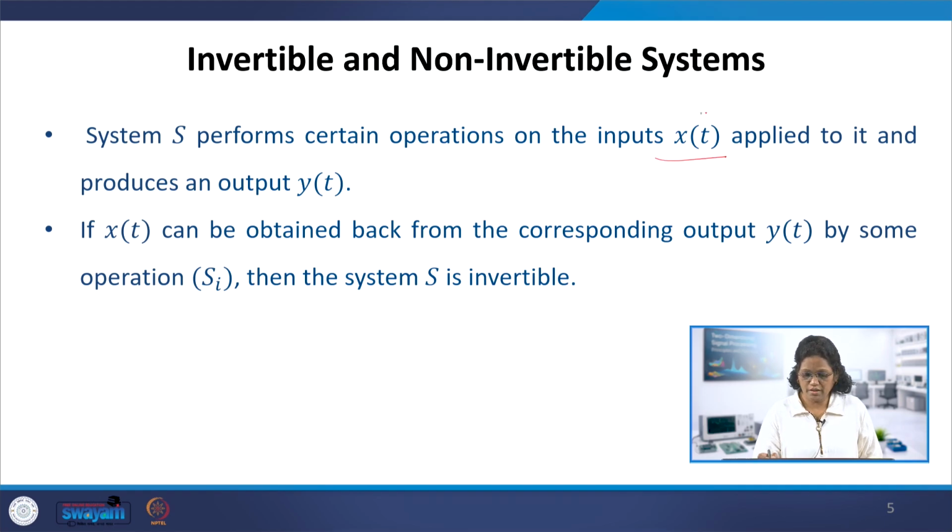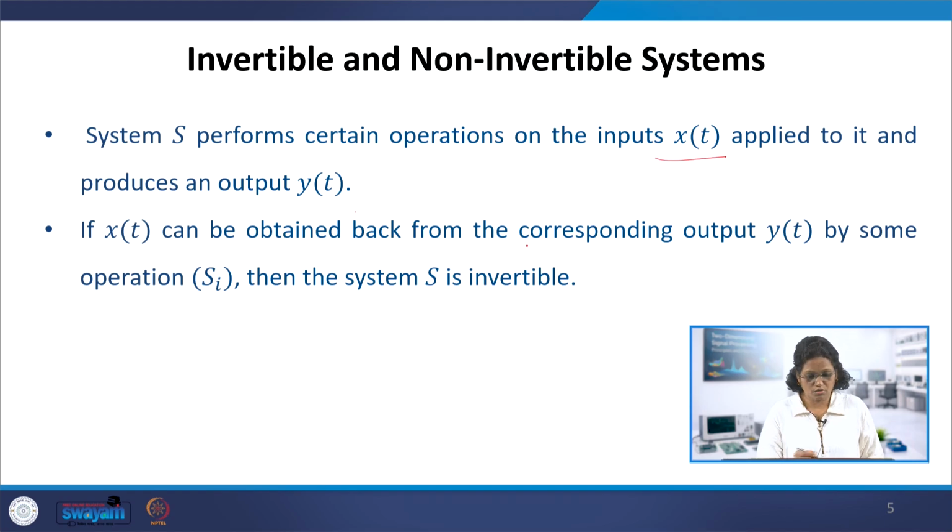So, you have given an x of t and you get the response as y of t. For a given y of t, that is the response we obtained, if we can get back this x of t, the corresponding input, then the system is called an invertible system. So, it is possible to get back this x of t from y of t; that is going to be the invertible system.